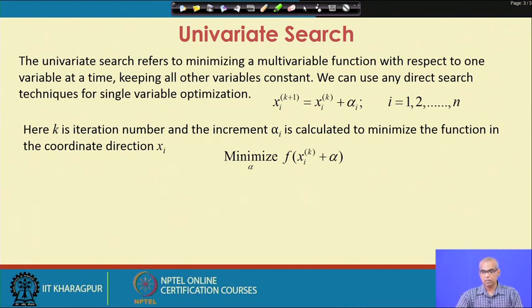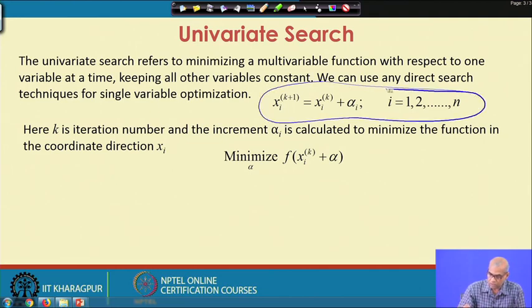So, the basic equation that describes this univariate search is this, which tells you that you update the decision variable at k plus 1 iteration as the value of the decision variable at kth iteration plus some increment. In the equation, the increment is shown by alpha. K indicates iteration number.